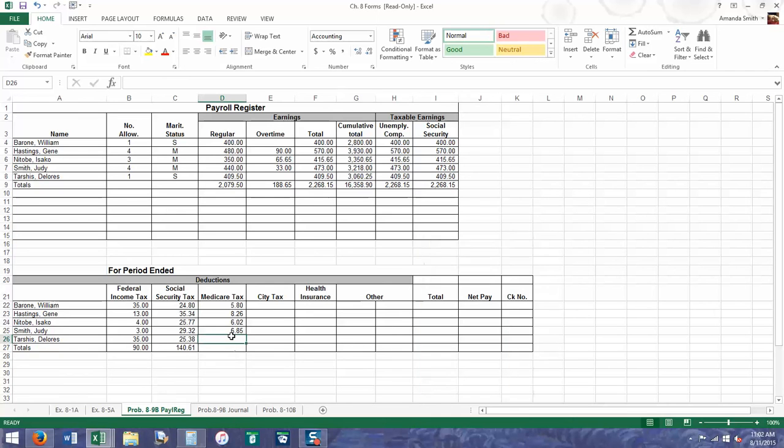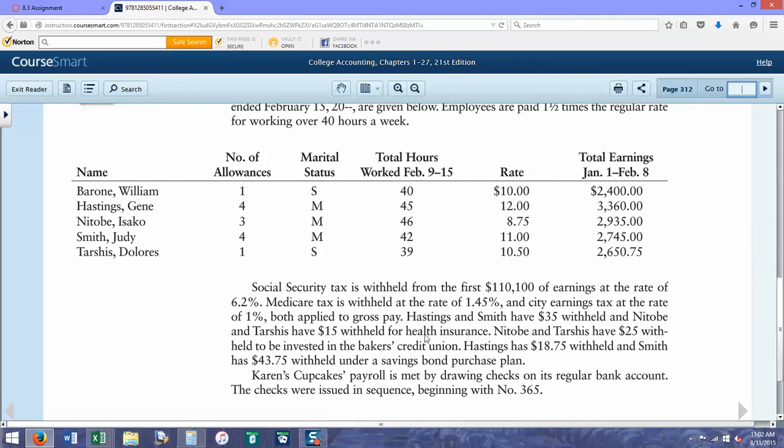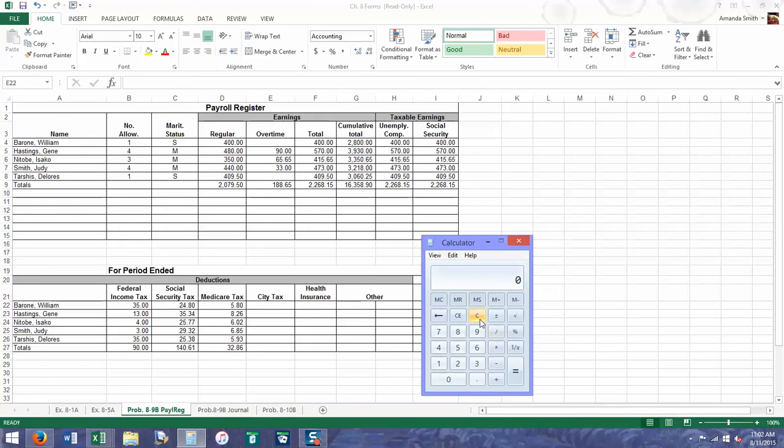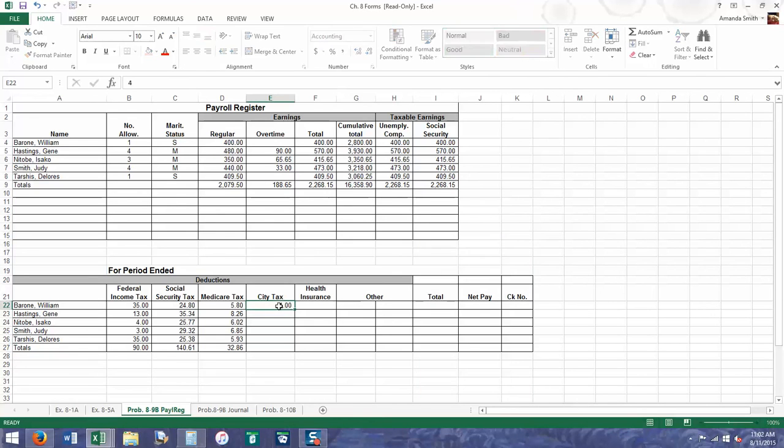$5.93. Again, we're going to have Excel do the auto sum. City tax. If we go back to the problem, it tells us the city earnings tax rate of 1% is applied to gross pay. So we're going to take the $400 times 0.01, which is the decimal equivalent of 1%, gives us $4.